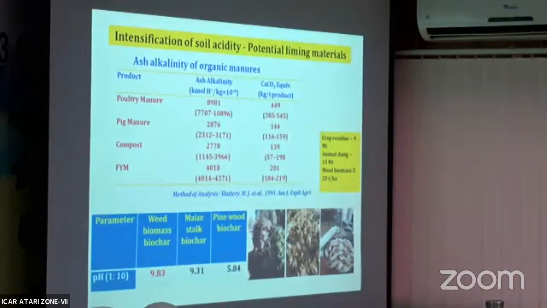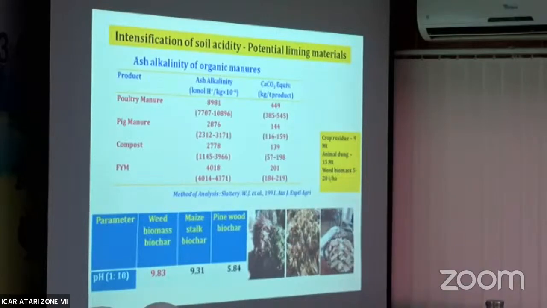Then comes the amelioration of soil acidity, with liming as the potential mechanism. You see, we have been recommending lime since long, but adoption is very low. Initially the recommendation was 18 tons per hectare for 3 years. If you use 18 tons in the first year, the next 2 years it will not be needed. But in the Northeast, the cost of 18 tons is very high. Secondly, because of high rainfall, a lot of lime is wasted.